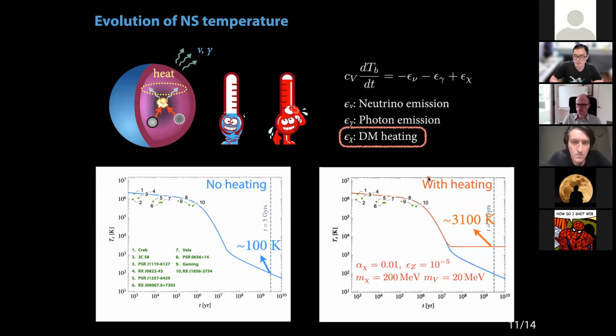But if we include the heating from dark matter, depending on the dark matter properties, the heating could raise the temperature of the neutron star up to more than 3000 Kelvin. By measuring this temperature deviation, the future JWST telescope may have the capability to observe it. Then we can use such deviation to constrain the properties of dark matter.